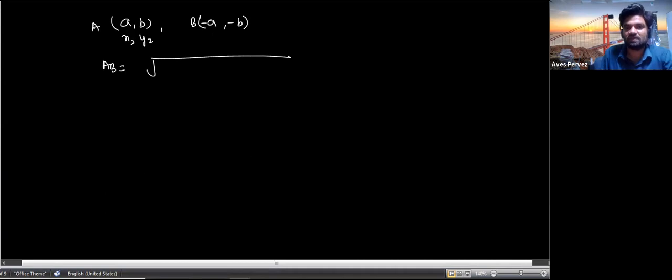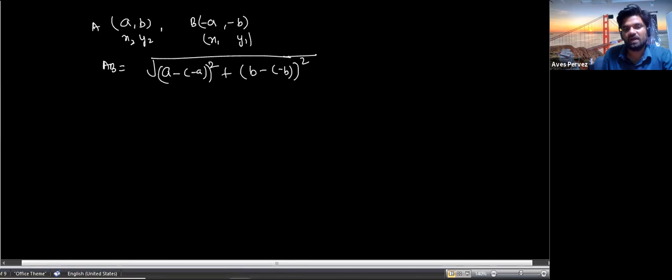Okay, so consider this one as x1 and y1. You can consider this one x2 and y2. That will be again simple, but it will look easier if you consider this one as the positive value x2. So you can write here (a minus minus a) whole square, plus (b minus minus b) whole square.